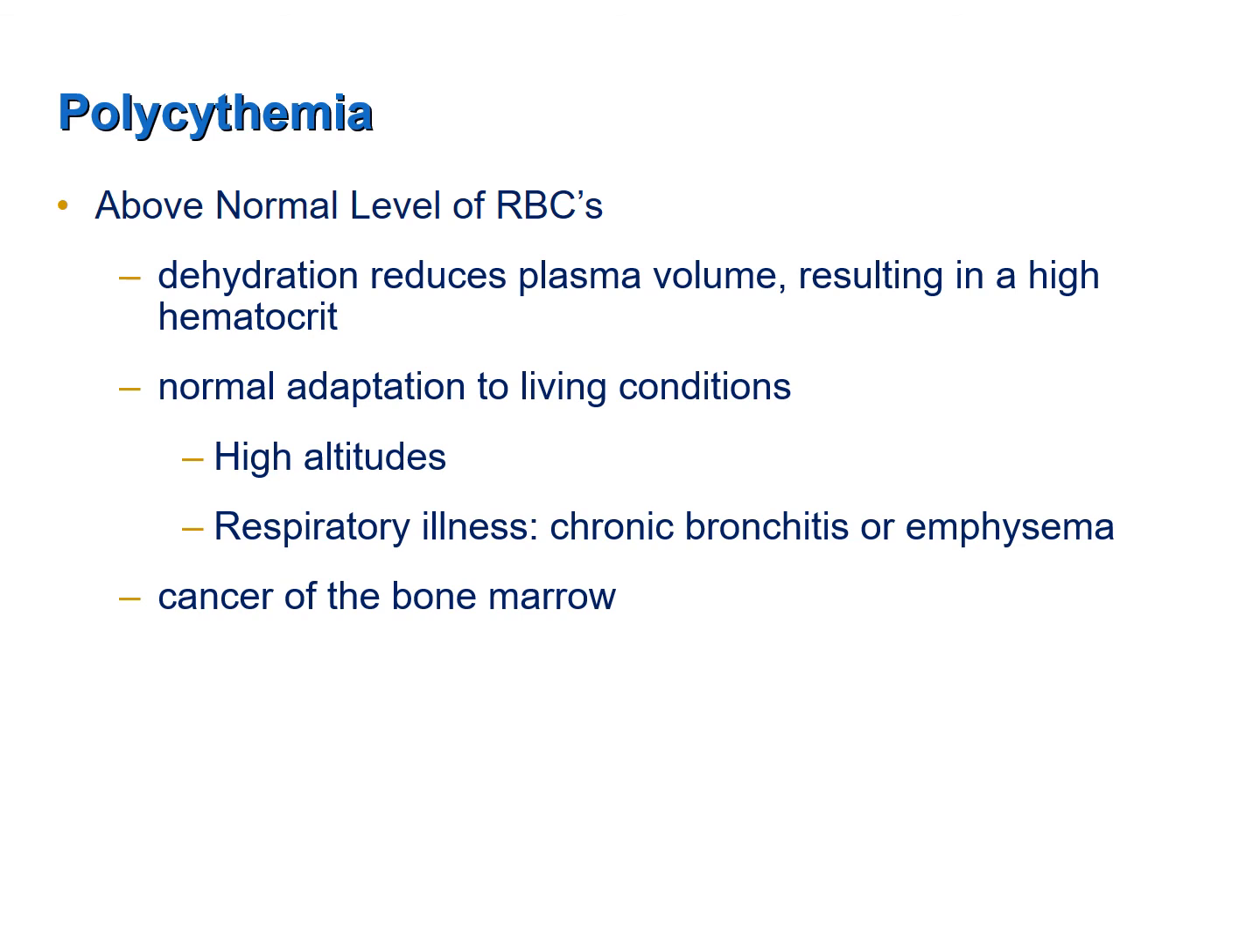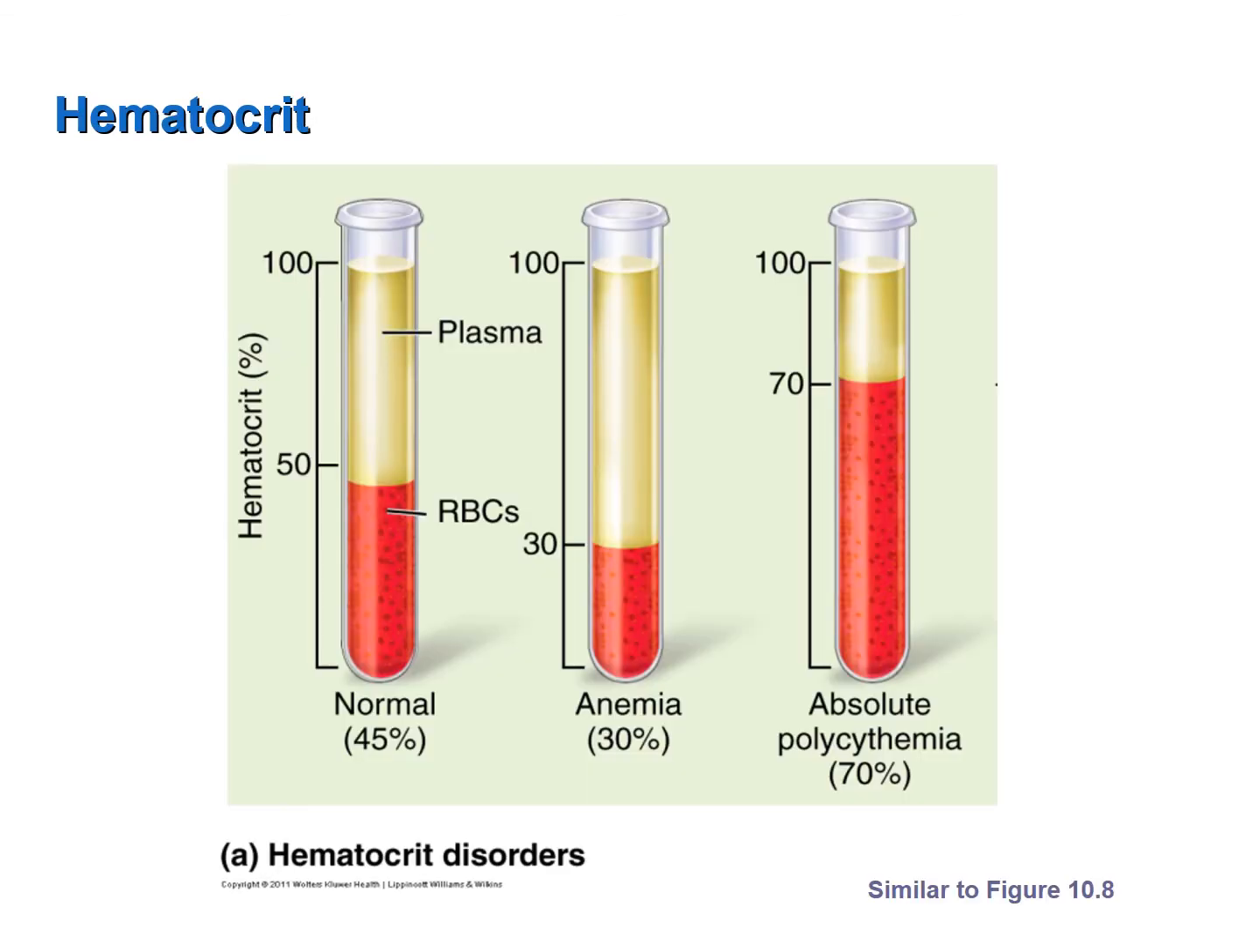This figure taken from your book shows a normal hematocrit on the left, where 45% of whole blood volume is represented by red blood cells. In the center, we see an individual who has anemia, where there's a reduction below normal in the red blood cell count or hematocrit. And on the right, we see an individual with polycythemia, where there is an elevation in the hematocrit.